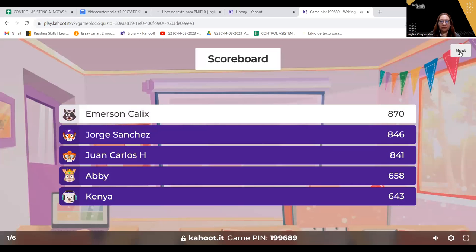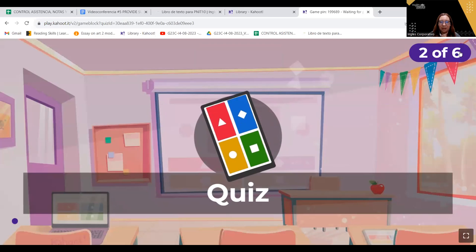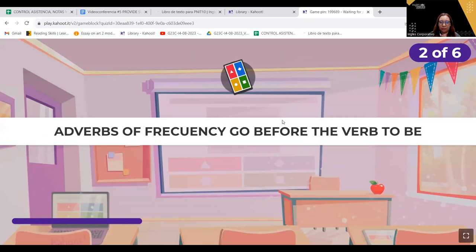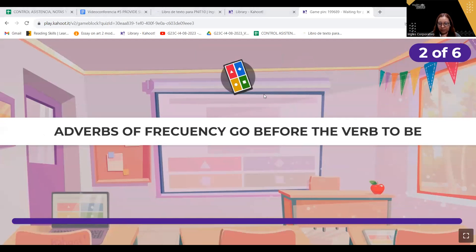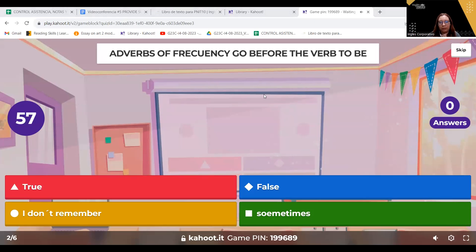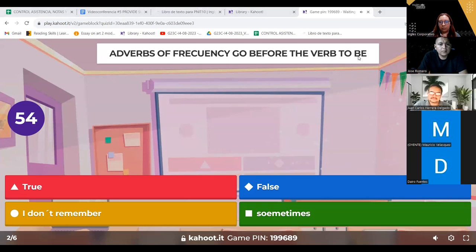And we have Emerson was the fastest this time. Let's go with number two. Adverbs of frequency go before the verb to be. True or false? Frequency adverbs or adverbs of frequency? It's the same. They go before the verb to be, yes or no? True or false?